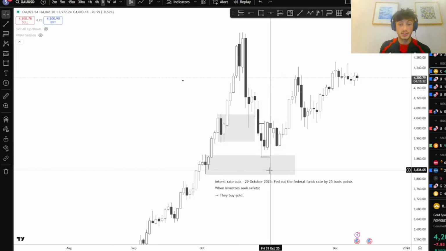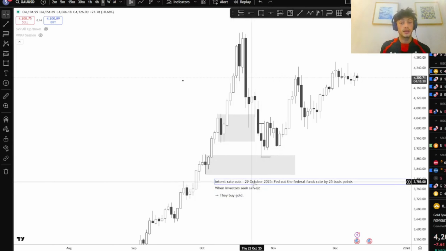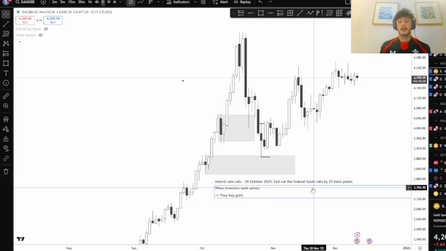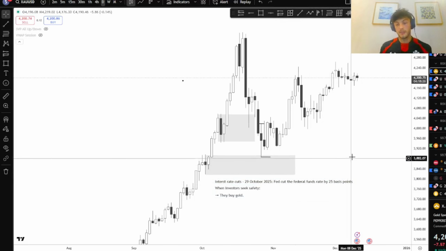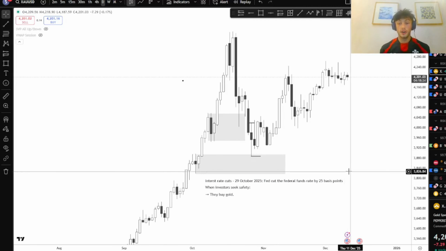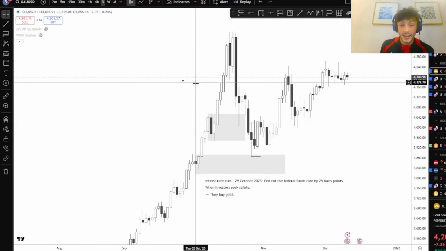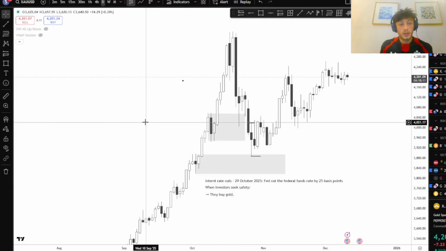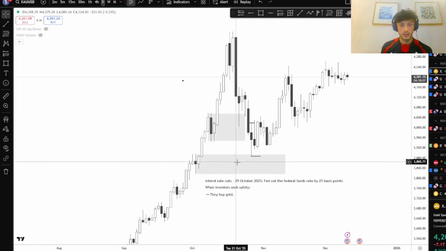So I would wait for price to come down. We also know on the 29th of October, the Fed released that they're going to be cutting interest rates by 25 basis points. What do we know by simple economics? Well, if the Fed, the US government, are wanting to cut interest rates, that means the US dollar is going to get weaker. And we are trading gold, so we're trading it against the US dollar. So we want gold to increase in value and the US dollar to decrease in value for a buy on gold.